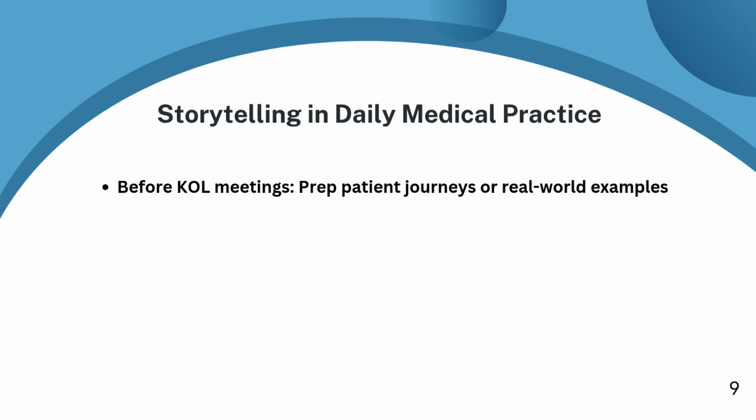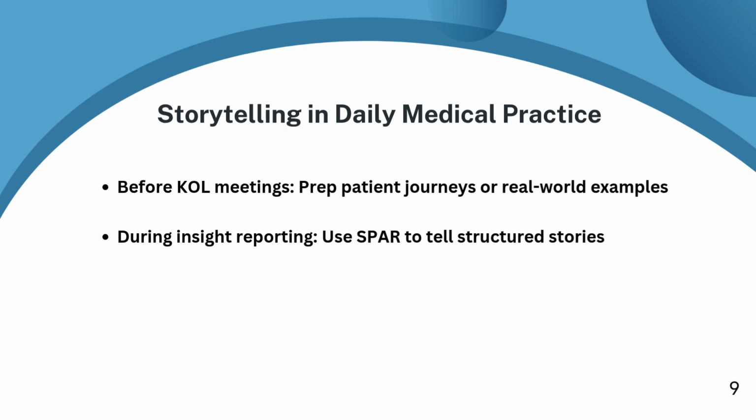During insight reporting, when you're feeding insights back to your team, don't just send in raw notes or bullet points. That kind of reporting often lacks context and can get lost in translation. Instead, take a moment to structure your observations into a mini story. What did you see? Why does it matter? And what could it mean going forward? Even a short SPAR-style summary, situation, problem, action, result, can turn fragmented insights into powerful narratives that leadership can actually use.